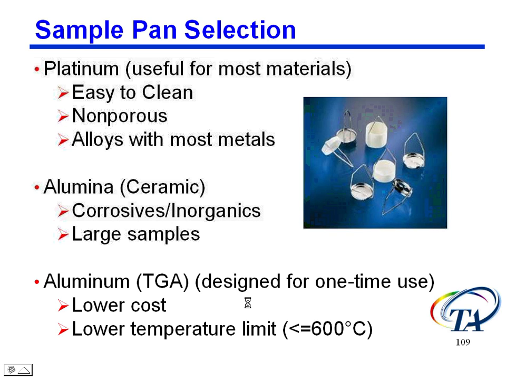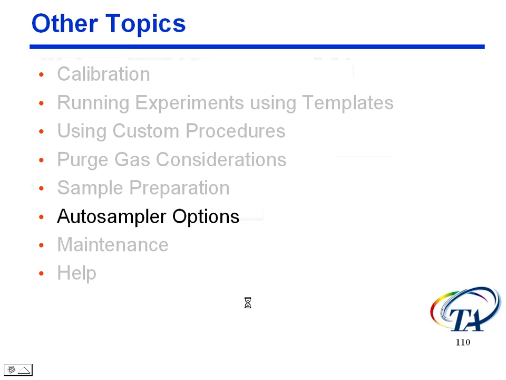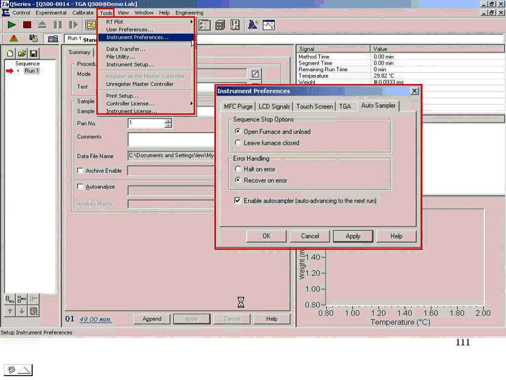Auto sampler options. Now if we go to Tools, Instrument Preferences, there's an Auto Sampler tab. This gives us our sequence stop options, where we want to open the furnace or leave the furnace closed. That's at the end of the sequence, not the end of a run. It's automatically going to open at the end of a run if we're using the Auto Sampler. But see this checkbox here that says Enable Auto Sampler. If that's checked, it's going to open the furnace at the end of every run. If it's unchecked, then it's going to allow you to control that, but it's not going to auto advance to the next run. Okay?